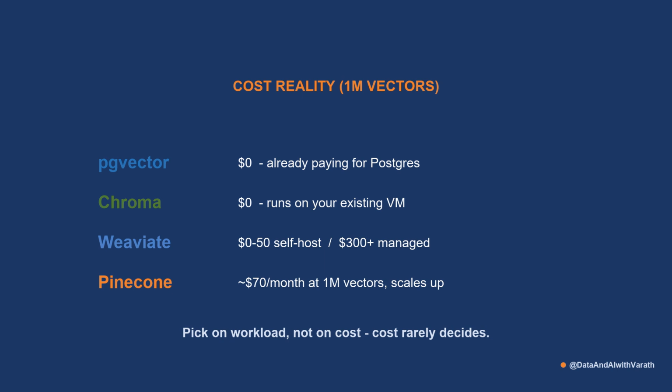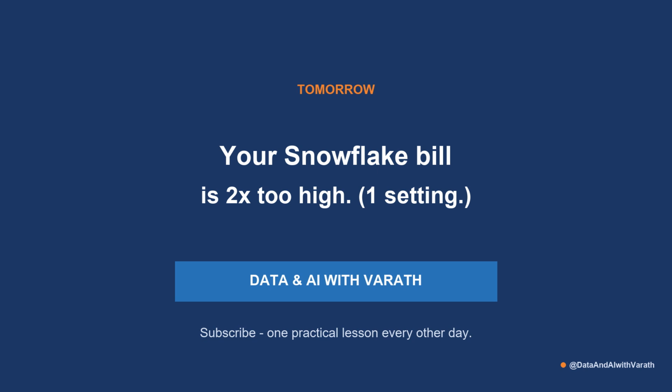Cost reality at 1 million vectors: pgvector and Chroma are effectively free. They run on infrastructure you already pay for. Weaviate self-hosted is similar. Managed runs 300 plus. Pinecone is around $70 a month at 1 million. Scaling up, pick on workload, not cost. Cost rarely decides. That's the showdown.